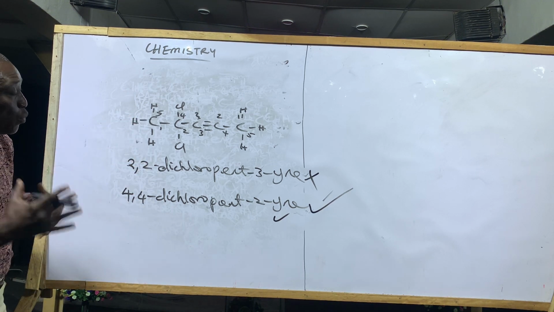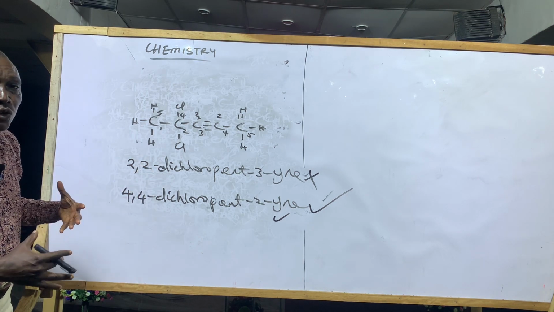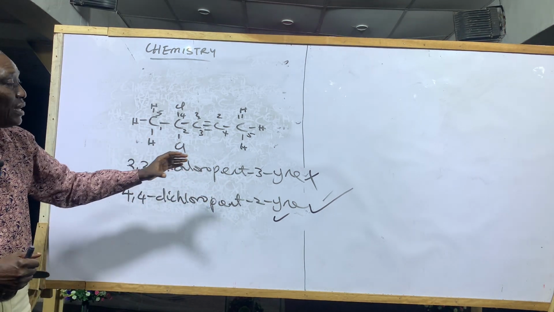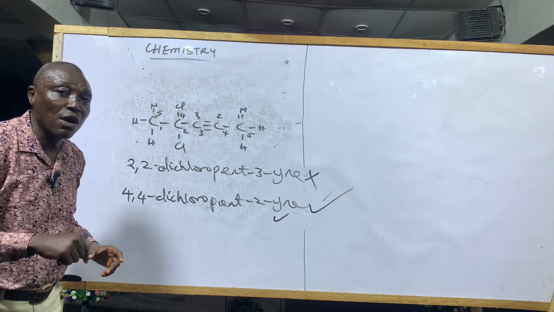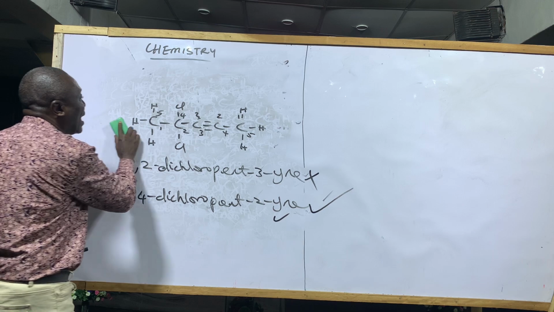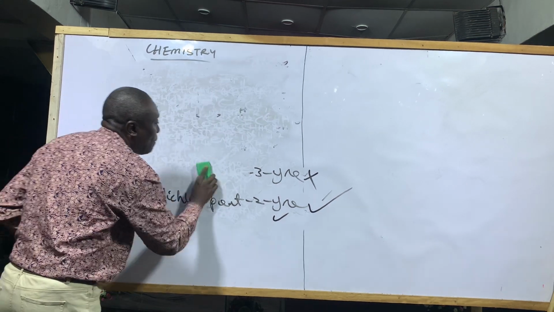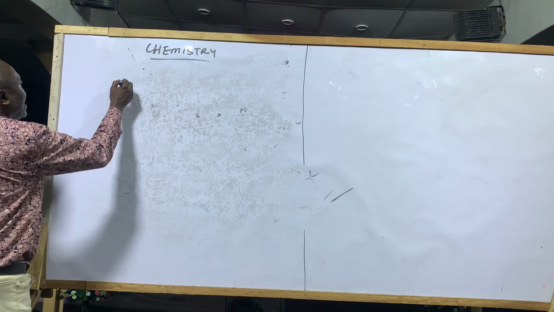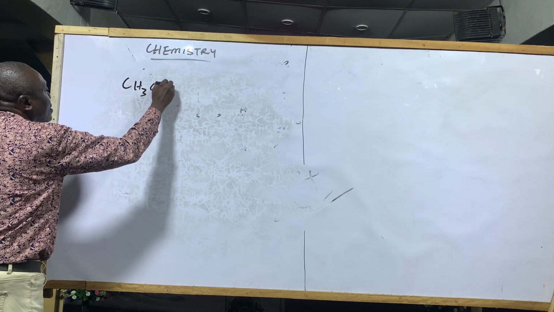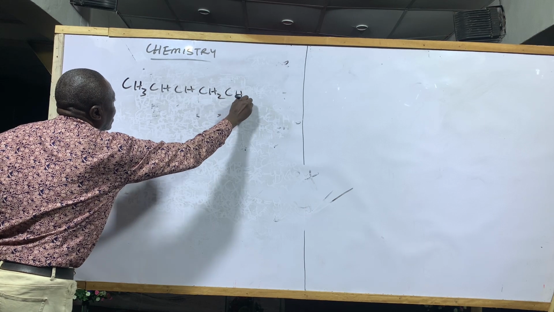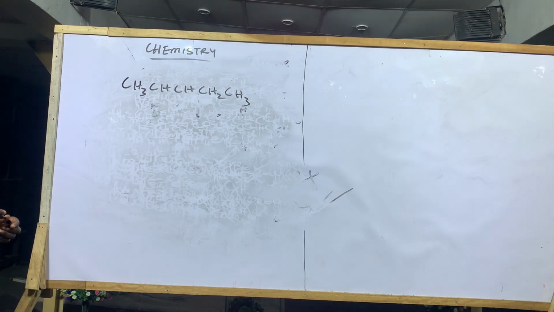And when functional group and substituent are at play, you give the functional group priority. It takes priority, it takes preference over the substituent. Then the other aspect we want to look at is that if you are given a compound like this to name, something like this: CH3, CH, then CH2, CH3. You are given a compound like this to name.